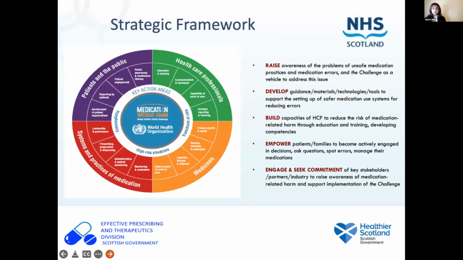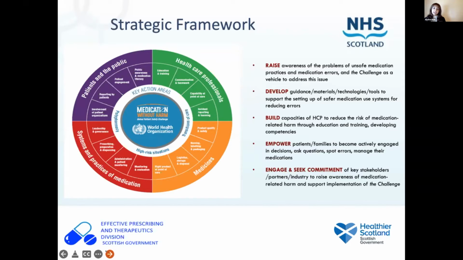So the 4 quadrants of the WHO challenge really deal with patients and the public, healthcare professionals, medicines, and systems and practice of medicines. And you can see that even within those, these are broken down into some specific areas. So for example, leadership and governance is really important when you come to address cultural aspects of colleagues talking to each other when they notice a medication-related safety event.